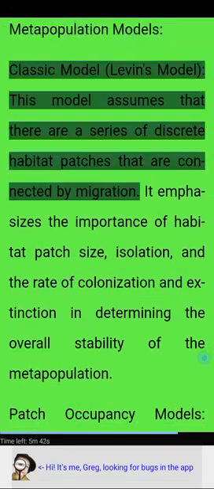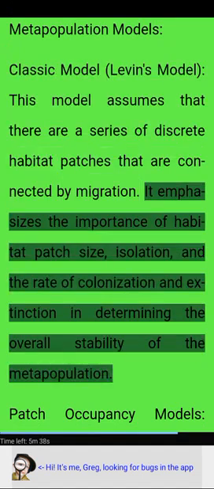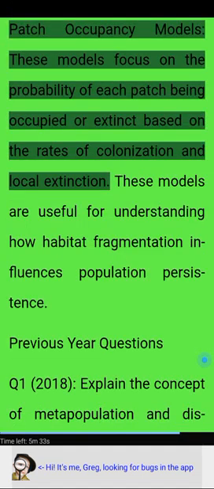Metapopulation models. Classic model. Levins' model. This model assumes that there are a series of discrete habitat patches that are connected by migration. It emphasizes the importance of habitat patch size, isolation, and the rate of colonization and extinction in determining the overall stability of the metapopulation. Patch occupancy models.